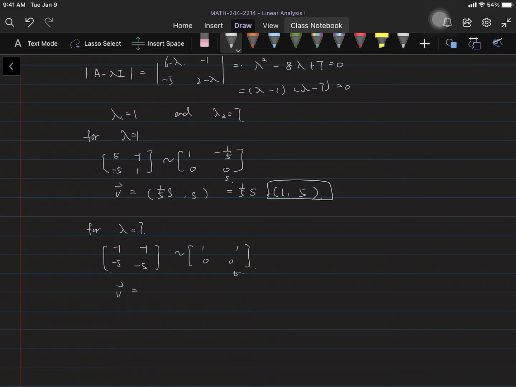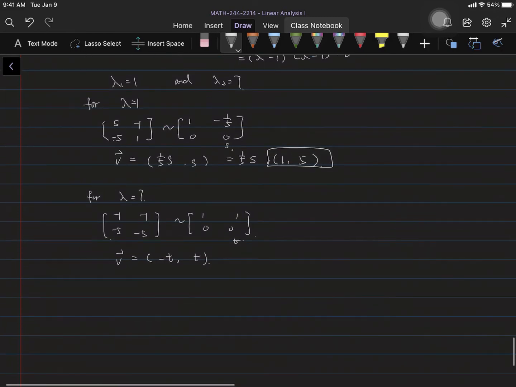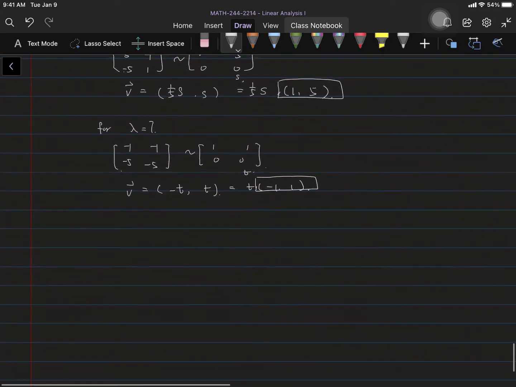So we can make this to be the free variable. Here should be negative t. And this equals t times (negative 1, 1). Right? So we take this. And we know this is non-defective, okay? And diagonalizable.